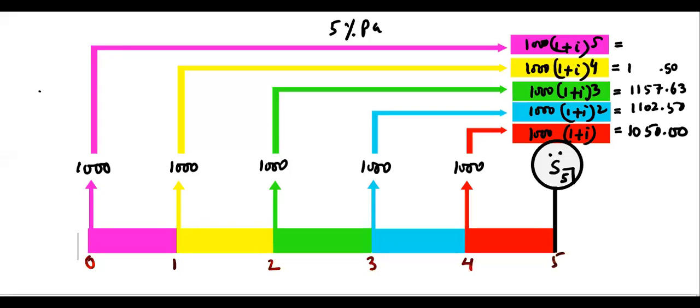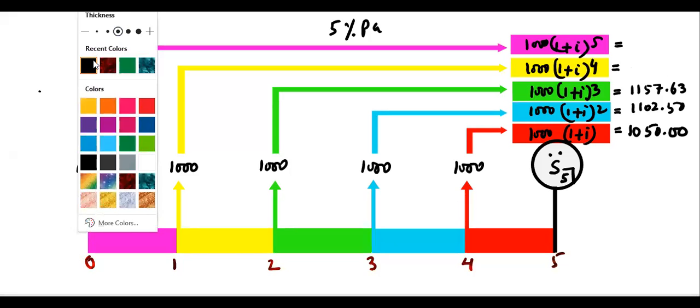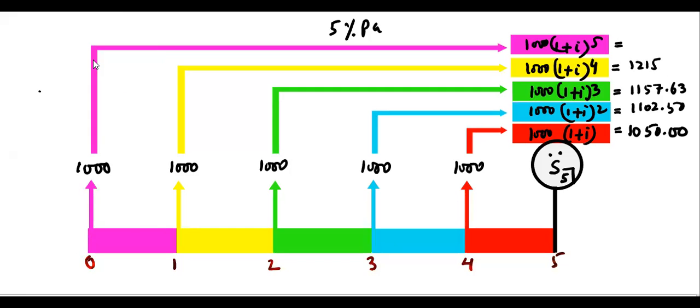Yeah, there was some mistake, I've repeated. 1215.51, 1276.28. So if you add everything, you get 5801.92.